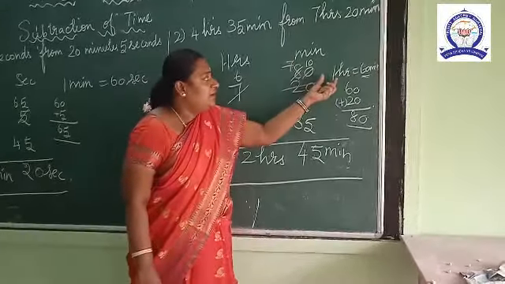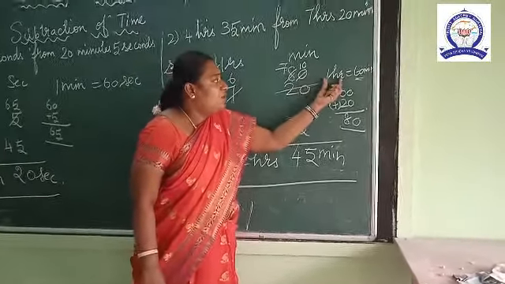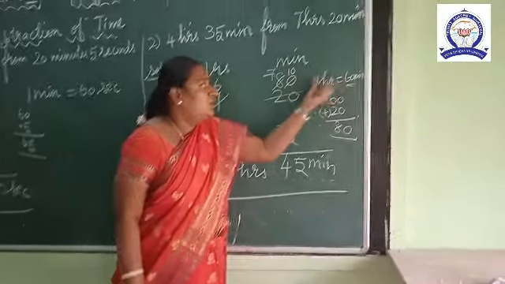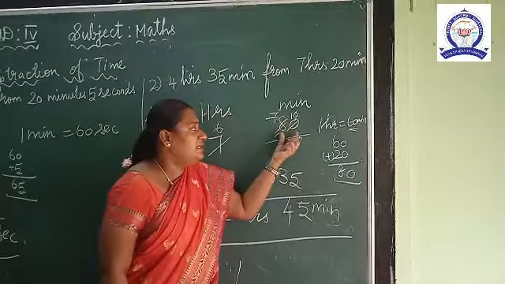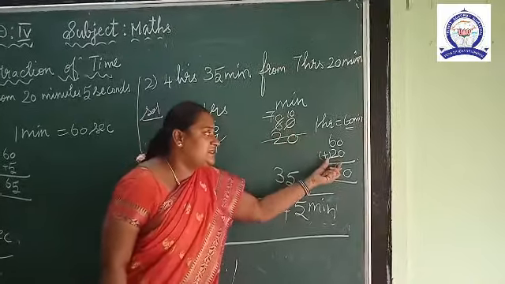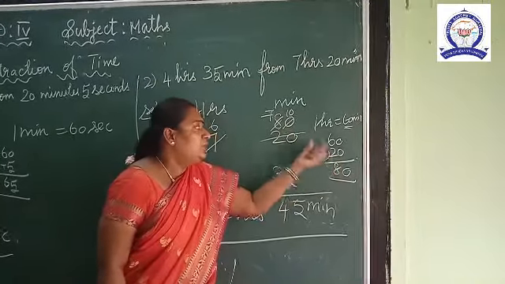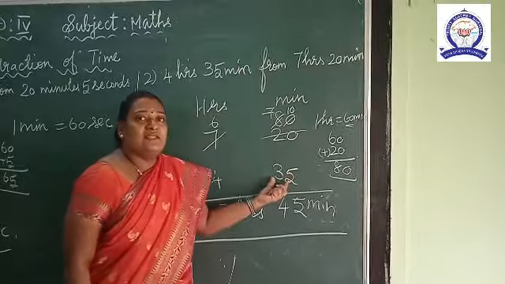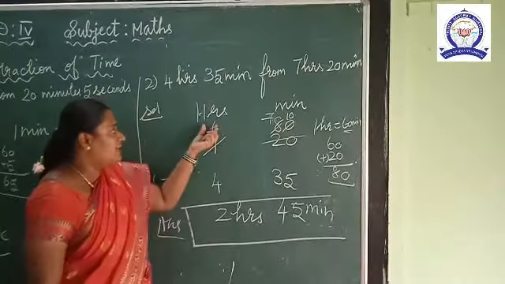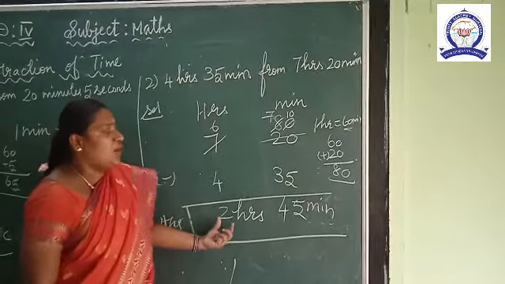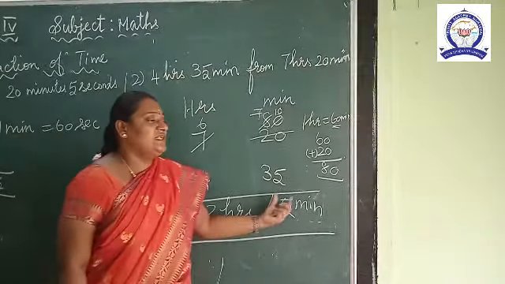So this we are going to borrow. 1 hour is equal to 60 minutes. So in place of 1 hour, we have to take 60 minutes here. So 60 minutes, already 20 minutes is there. 60 plus 20 is 80. So from 80 minutes we subtract 35 minutes. We will get 45 minutes. Okay. Now 6 minus 4 is 2 hours. So 2 hours 45 minutes is your answer.